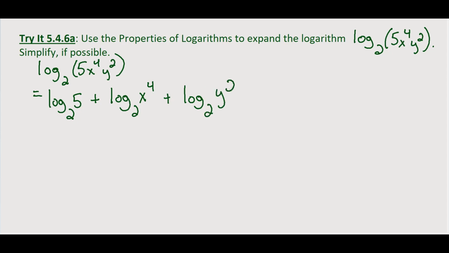of y squared. Now with this first part, it doesn't really look like it will simplify. There's no way we can put 5 with an exponent and a base of 2. So we're going to go ahead and just write that back out again, log base 2 of 5. Now, can we simplify further these other expressions that are part of the sum? We can, because log base 2 of x to the fourth, we know that we can bring that exponent down to the front. That's going to be 4 log base 2 of x.